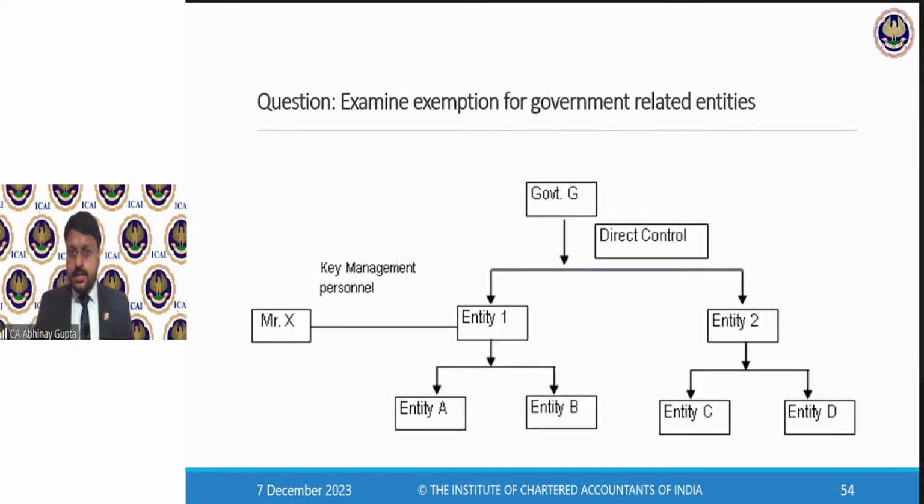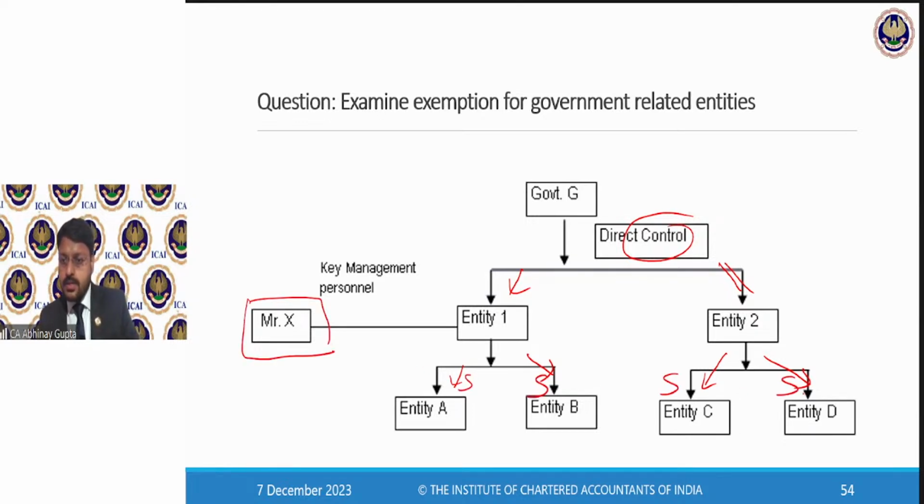Can we quickly try our hands on this question? So government G is directly controlling entity 2 as well as entity 1. Entity 1 has entity A and entity B. Entity C and entity D are the subsidiaries of entity 2. Now, entity 1 has a KMP, Mr. X, right? So these are the subsidiaries, and this is direct control. So this is government controlled, right? And this is also government controlled.